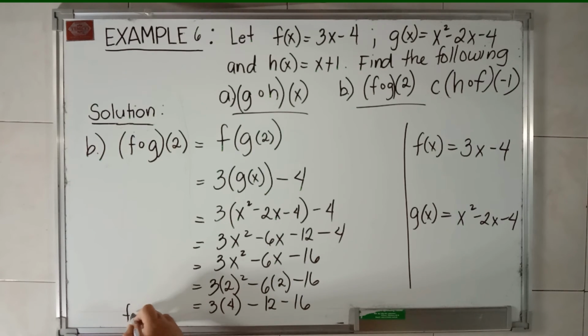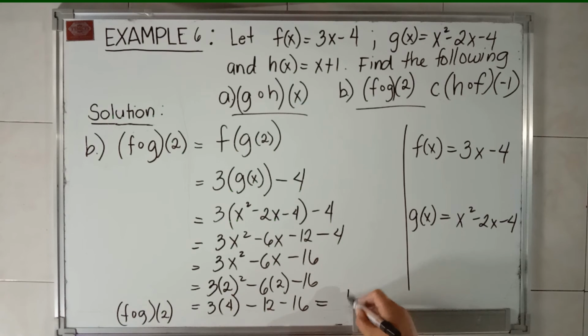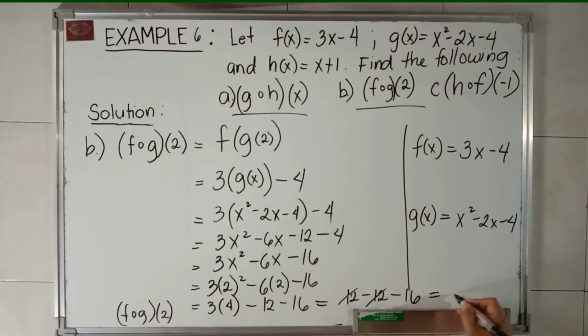So, let's first write f circle g of 2. We can still simplify. So, 3 times 4 is 12, minus 12, minus 16. We cannot cancel 12 and 12 because they do not have the same sign. So, the answer is negative 16.